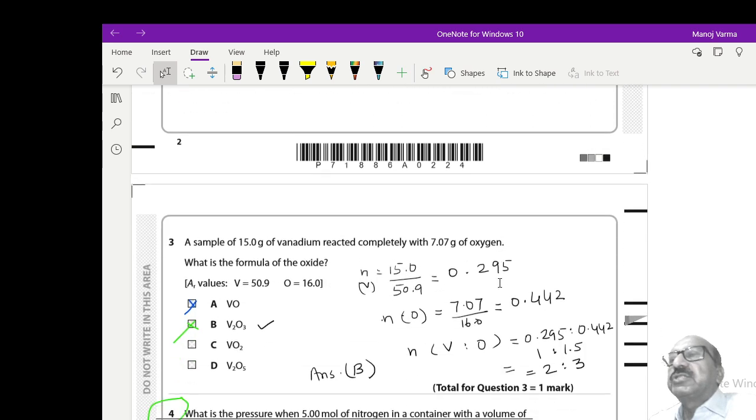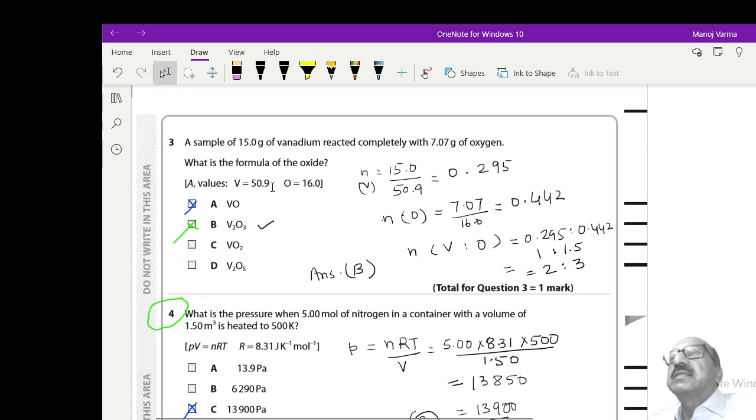We go to the next question, and the next question says that a sample of 15 gram of vanadium reacted completely with 7.07 gram of oxygen. What is the formula of the oxide? The AR values of vanadium is 50.9, oxygen is 16, and we have to find out the formula. So first step would be to find out the number of moles. So 15 divided by 50.9 would be the number of moles of vanadium, and 7.07 divided by 16 will be the number of moles of oxygen.